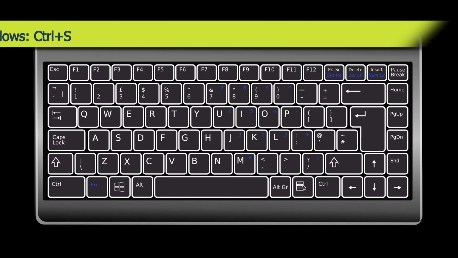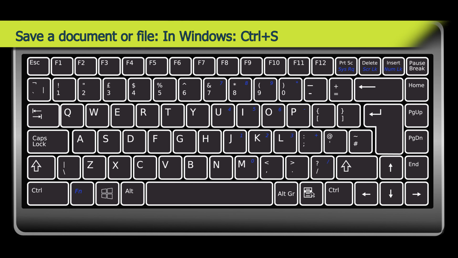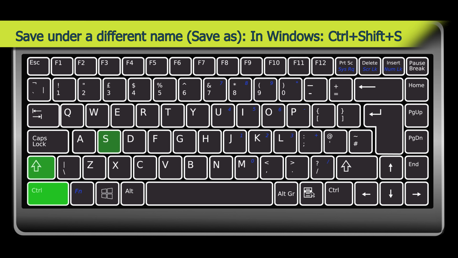Save a document or file. In Windows, press Ctrl plus S. However, you can press Ctrl plus Shift plus S to save current data under a different name.